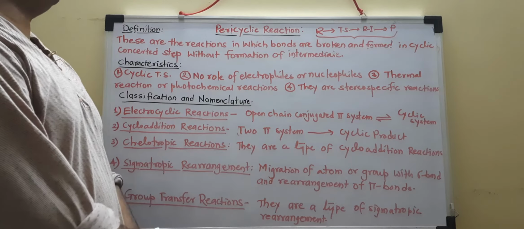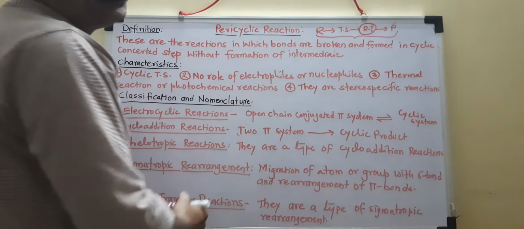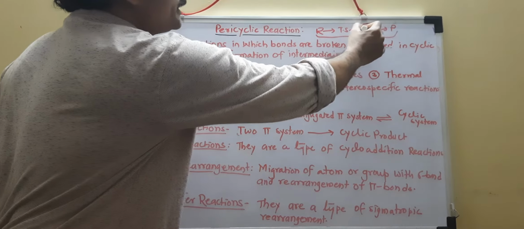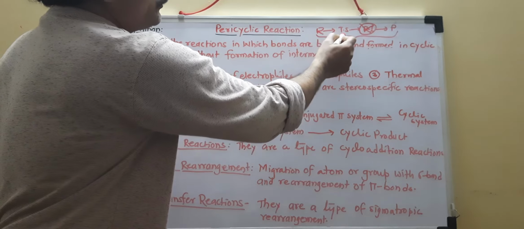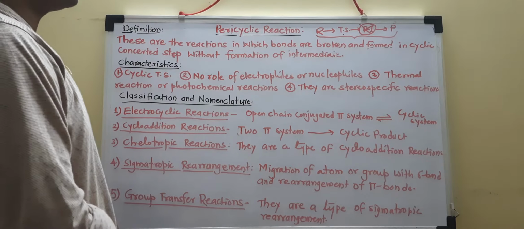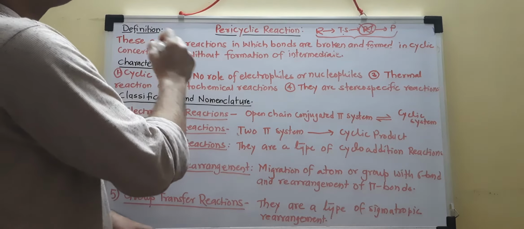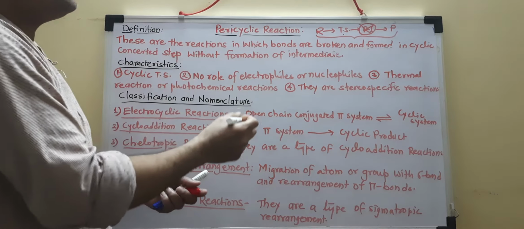But there are certain reactions where reactive intermediates are not formed. So this part is missing. So the reactants are converted to the transition state, and the transition state is directly converted to the product. So let us see that kind of reaction. So what happened here in certain reactions?